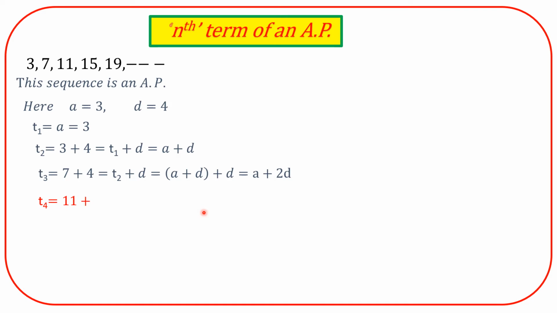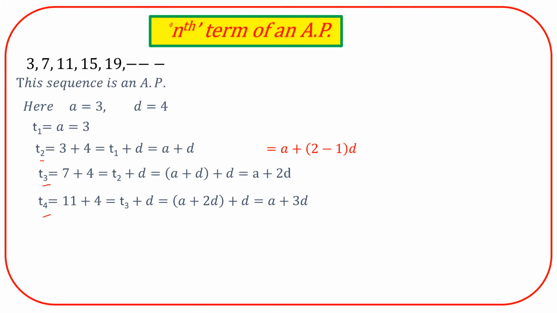T4, 11 plus 4, is equal to T3 plus D. That is, T3 is A plus 2D, plus D, that is A plus 3D. Now here, which term? This is the second term. This is T3, the third term. Fourth term. Using these terms we write A plus D, that is A plus in bracket 2 minus 1 bracket complete into D.